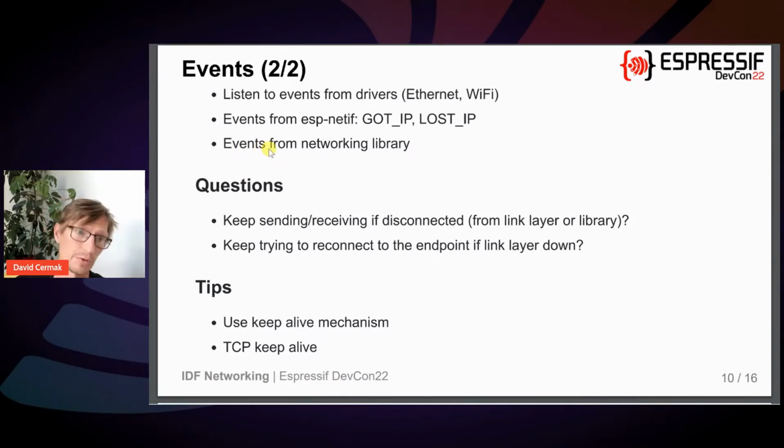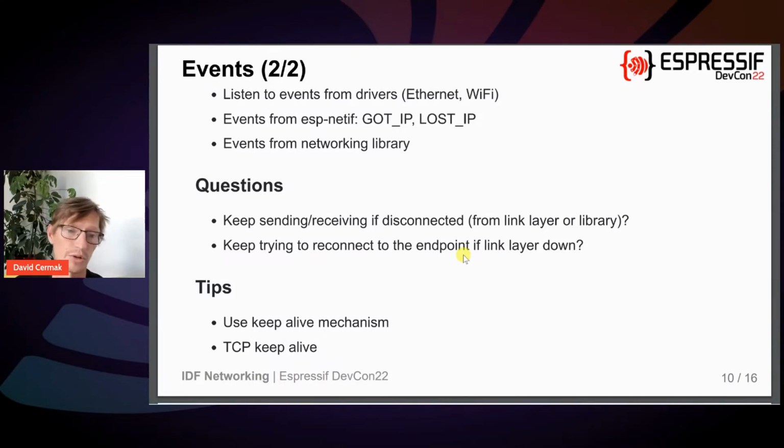And if you remember, we got disconnection events and error events from the MQTT library as well. But this is really specific to the networking library that we use. So the questions that we have to ask is, does it make sense to keep sending and receiving if we are disconnected? In other words, do we have to publish even if we are disconnected from the link layer? And does it make sense to keep trying to reconnect to MQTT even if the link layer is down?